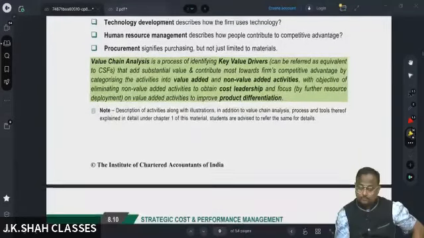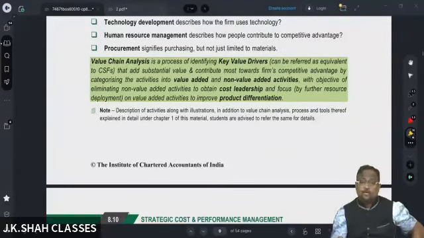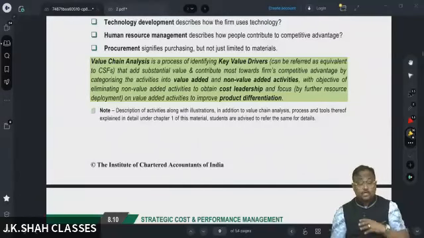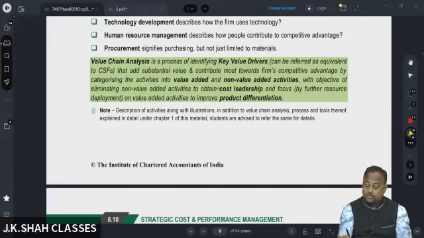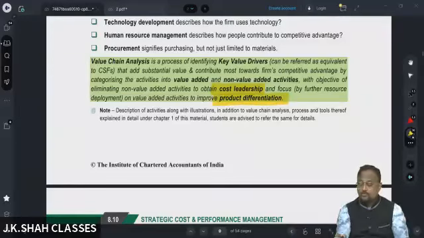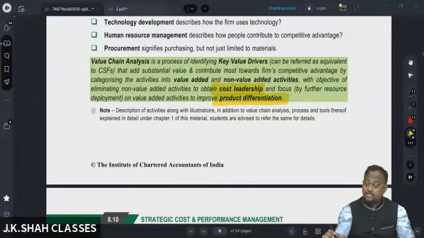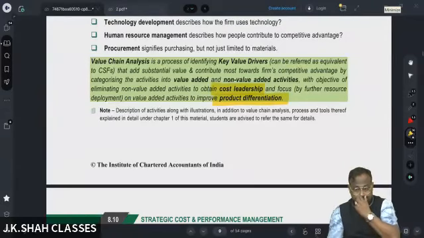Now, how do we implement it? So your value chain analysis is done in two different ways. And once you are done with value chain analysis, you can actually grow in the market by implementing two things. One is cost leadership, keeping your cost minimized, and your second one is product differentiation. This is what I have discussed in my first chapter.